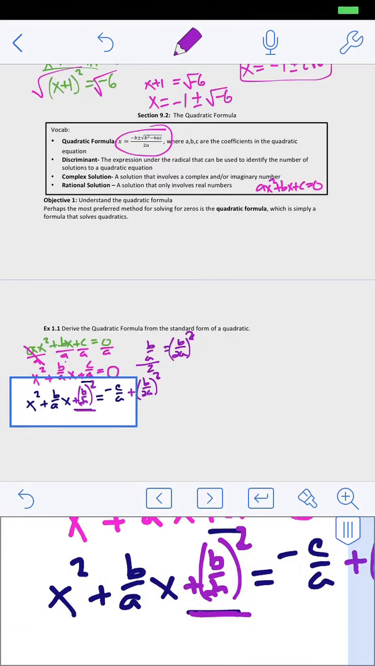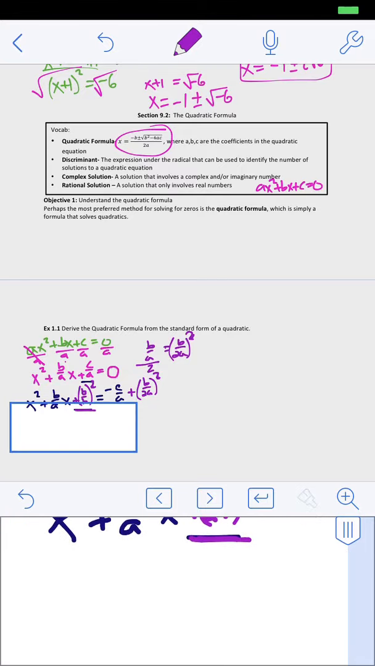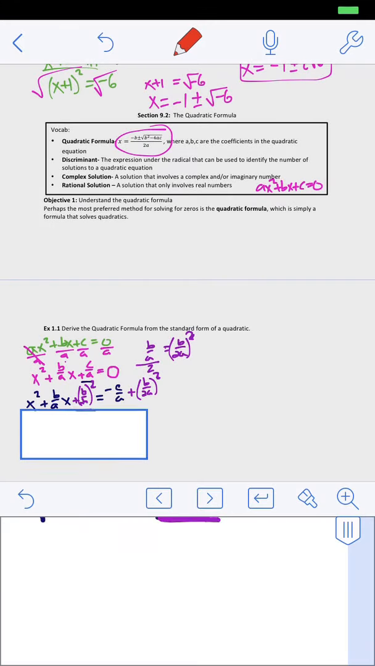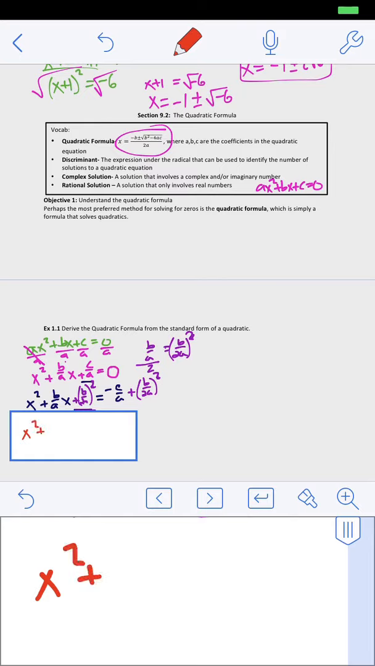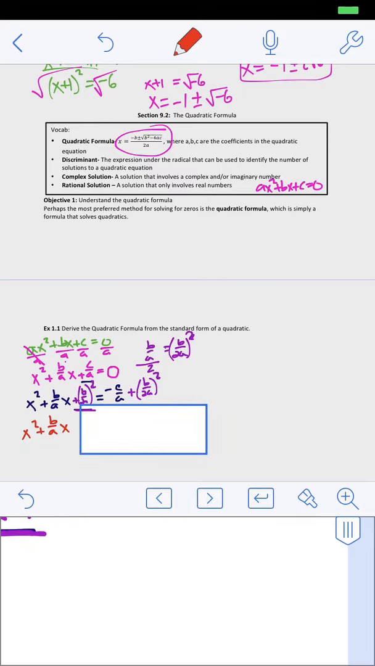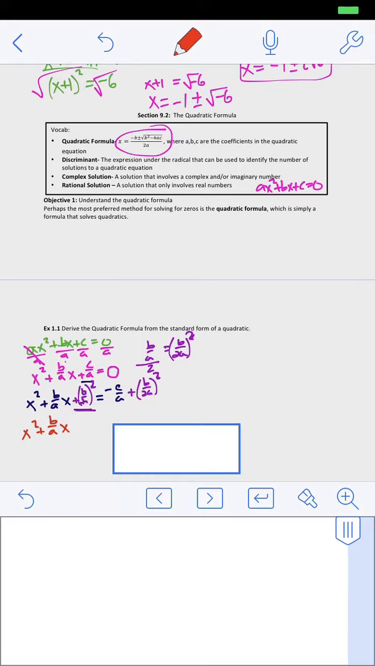Alright. And from here, because I have variables, I'm going to take just a little pause to simplify this b part down. So again, I'm going to leave these two guys exactly as they are. I'm going to leave the minus c over a exactly as it is.